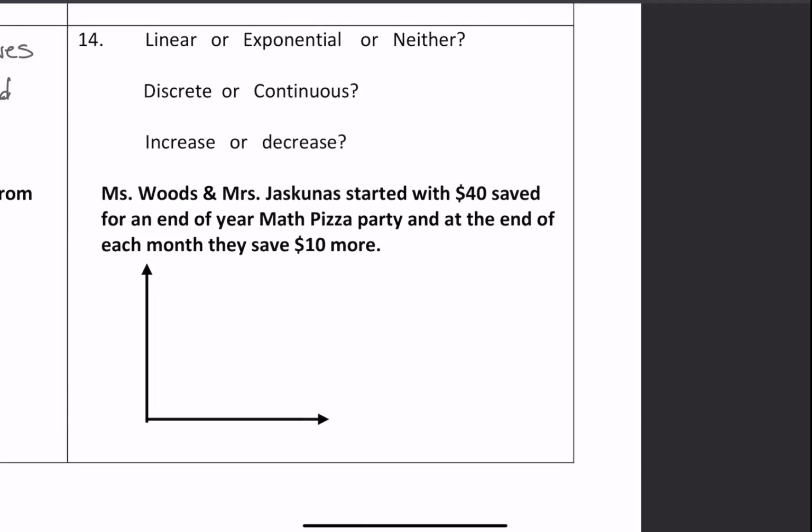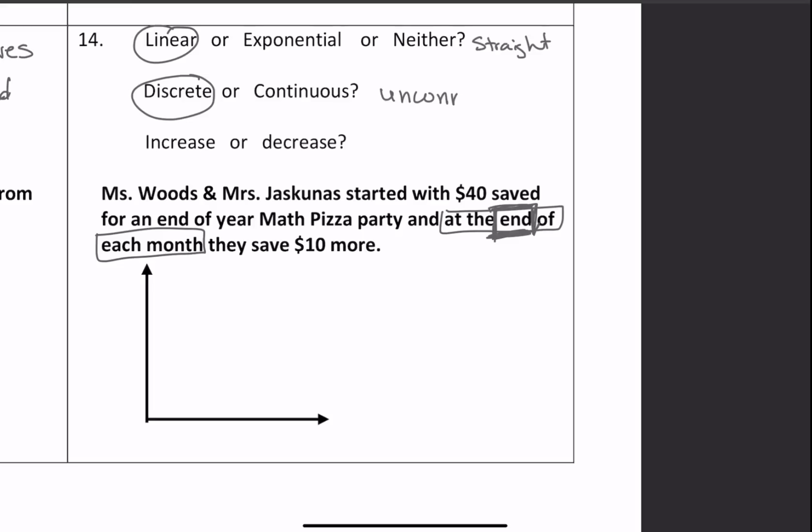14, Miss Woods and Miss Jascuna started with $40 saved for the end of the year bath pizza party, and at the end of each month they saved $10 more. So this is linear because they're saving $10 more, so that's going to be straight. It's going to be discrete, and the reason why it's discrete, it says at the end of each month. So not during the month, not from the start to the very end, but just straight up at the end of the month. So that's how you know it's discrete. So this is going to be unconnected. And then it's going to be an increase because they're saving money, so it's going up.